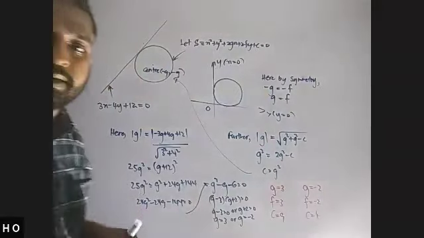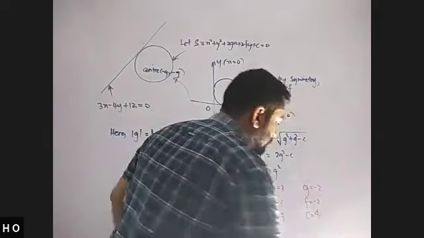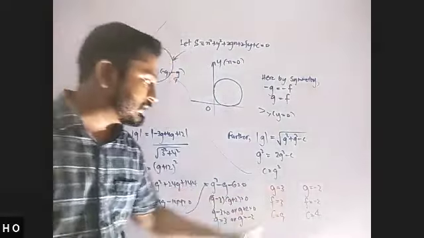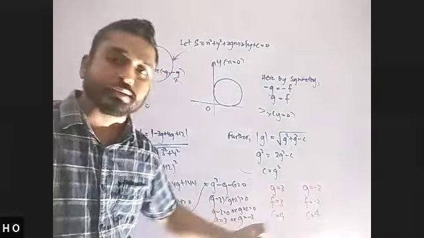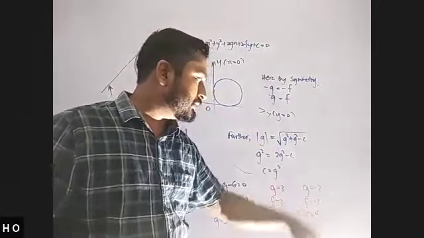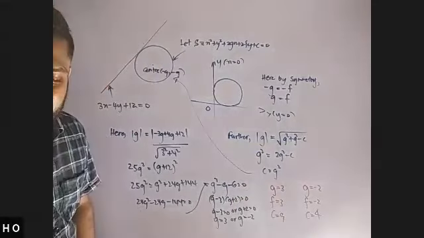So the circles should be x squared plus y squared plus 6x plus 6y plus 9 equals 0, and x squared plus y squared minus 4x minus 4y plus 4 equals 0. Those are the circles. Clear?